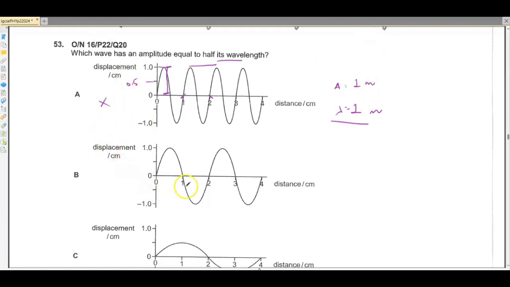ठीक है? If we look at this wave, so now you see that this is our wavelength. ठीक है, the distance between two consecutive troughs. So 3 minus 2 is going to give us the wavelength to be 1. Now if we see the amplitude, तो amplitude उसका has to be 3 minus 1, oh sorry, 3 minus 1 is 2. तो इसका जो amplitude है, that is 1. So this is half of this. So this is going to be our correct option.